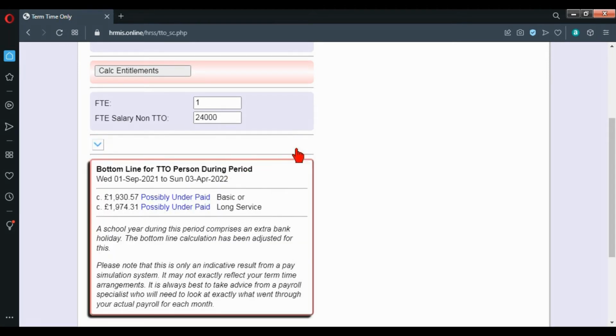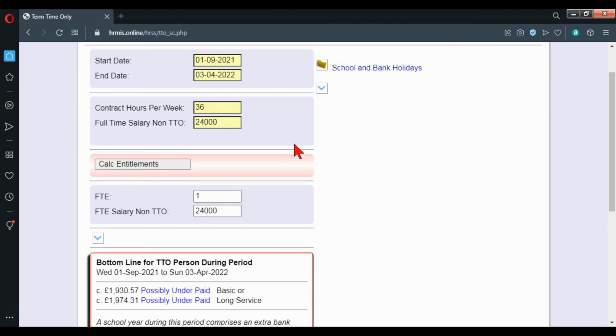Please note that this is purely indicative, and it is always best to use your own specialist to see what actually went through your own payroll if you feel that you may have been underpaid.